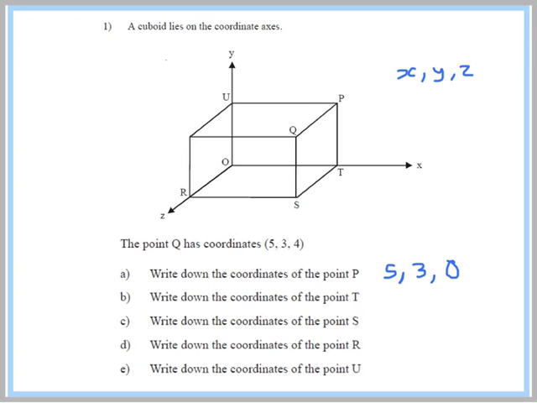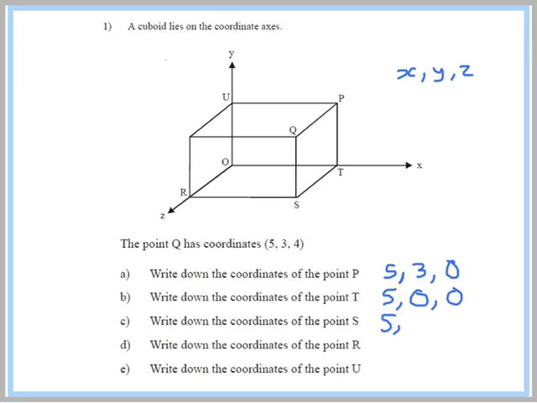Write down the coordinates of the point T. T's down here again. That's going to share the first coordinate with Q. It's going to share the same x coordinate, so it must begin with a 5. Then we're going to go and have a look at the y-axis. Well, the point T is stuck on the ground, it's not gone up the y-axis at all, so that must be 0. And the final one, the z-axis, well, it's not gone along the z-axis either, so it must be 5, 0, 0.